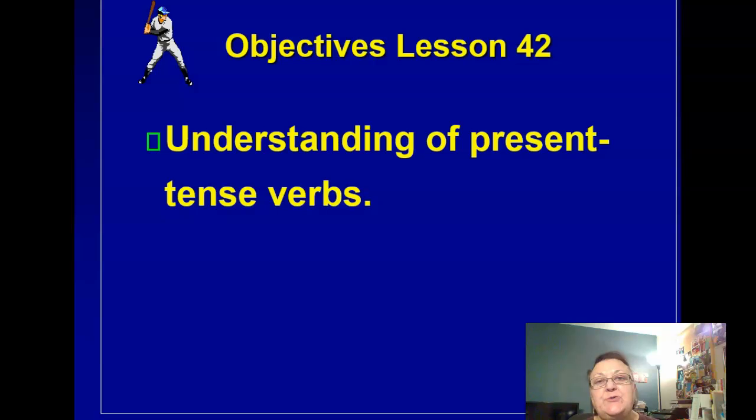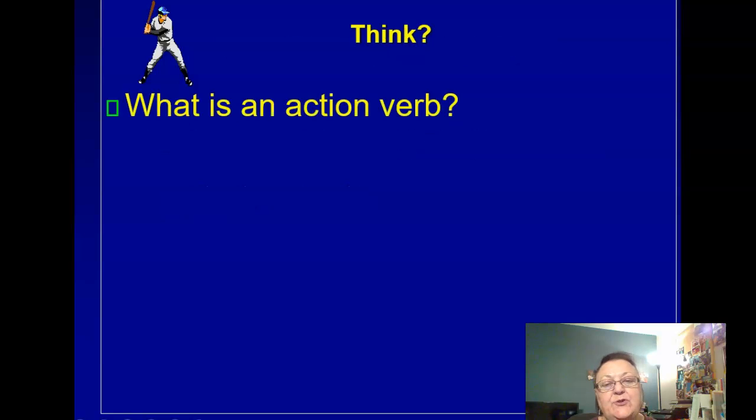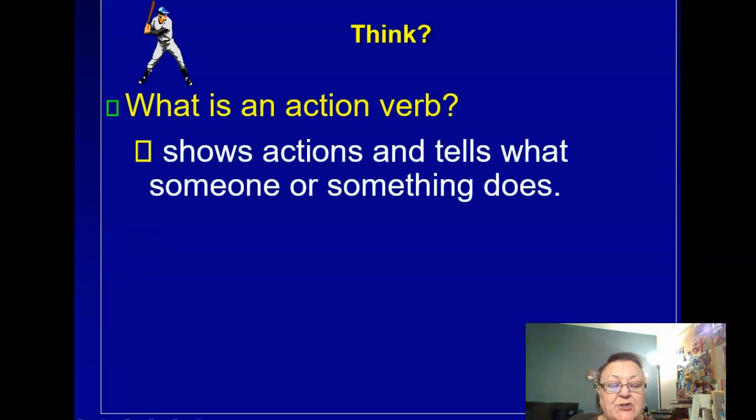All right, so take out your English packet and turn to page 79. We're going to talk about understanding present tense verbs. That's going to be our lesson for today. First of all, let me ask you, think about this. What is an action verb? Can you, in your mind or out loud, give me the definition of an action verb? Okay, an action verb shows action and tells what something or someone does. So the action verb tells us what the subject is doing.